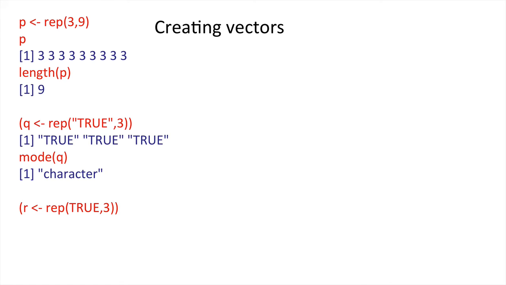But here we could say r is rep(TRUE, 3) where we're not using inverted commas, and what we would get here printed out is TRUE, TRUE, TRUE. But you'll notice that it's not in those quotes. The mode of r is a logical mode.